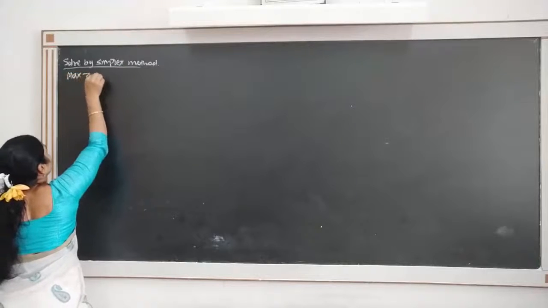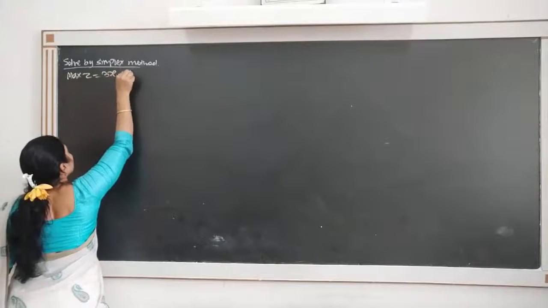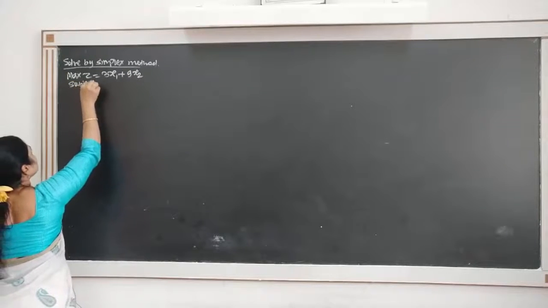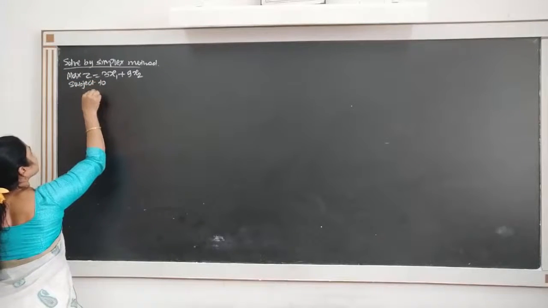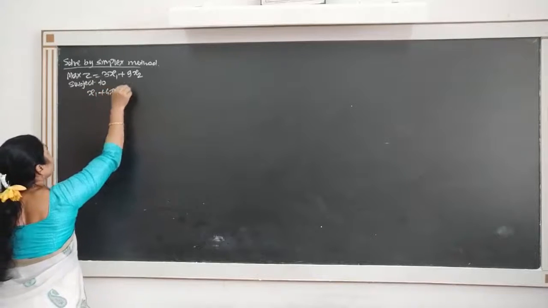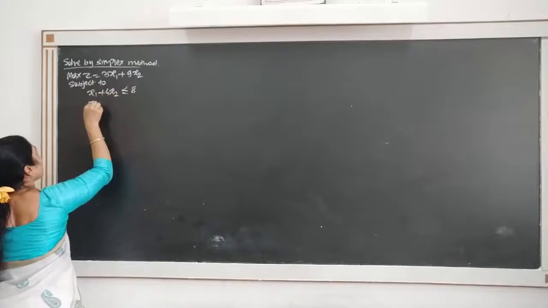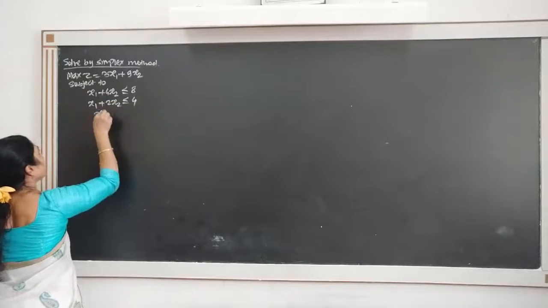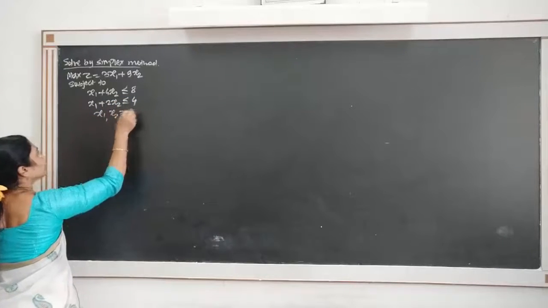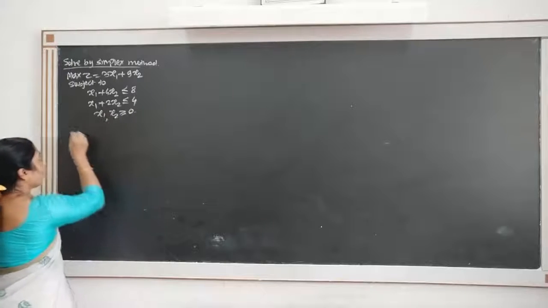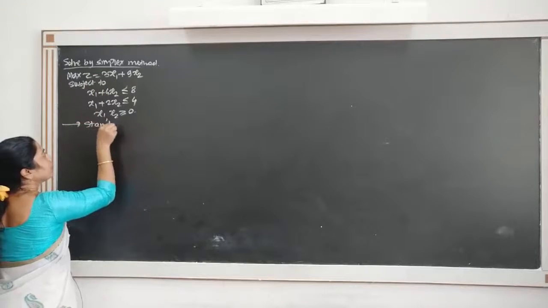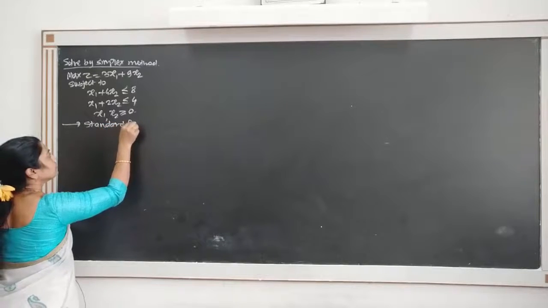Maximize z is equal to 3x1 plus 9x2 subject to constraints x1 plus 4x2 less than or equal to 8, x1 plus 2x2 less than or equal to 4, and x1, x2 greater than or equal to 0.